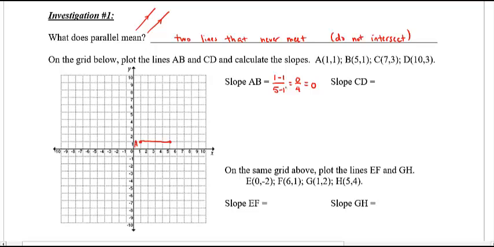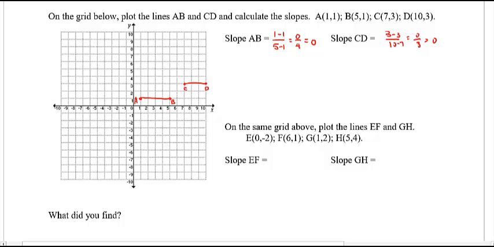I get it. Okay. CD, that's 7, 3. And then 10, 3. They don't necessarily need to be the same length, right? Doesn't matter, but what you'll see here also is that the slope is equal to 0. What do we know then? Interesting. Flat lines, 0 slopes.